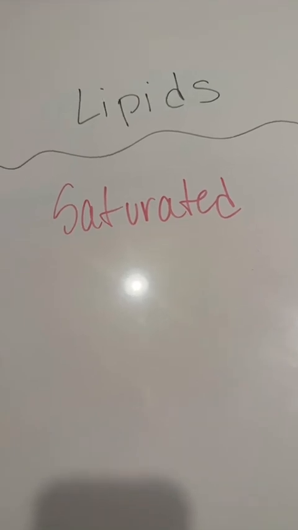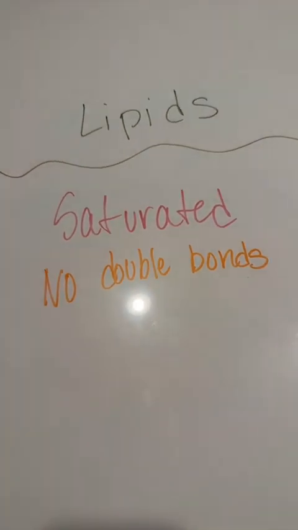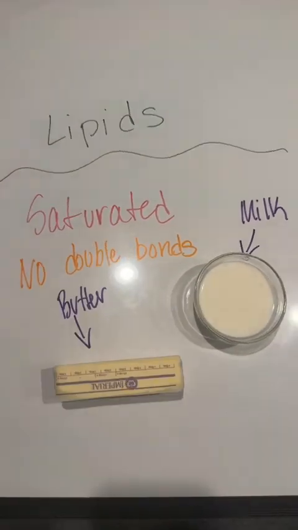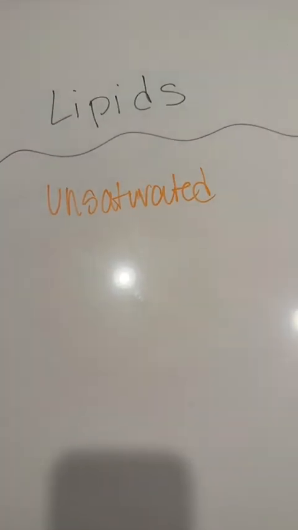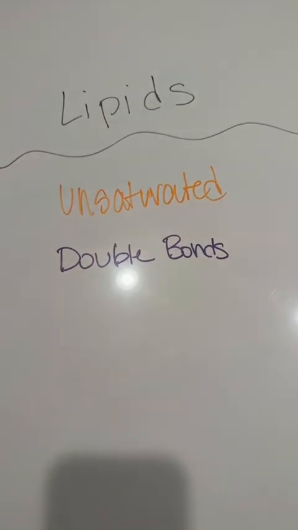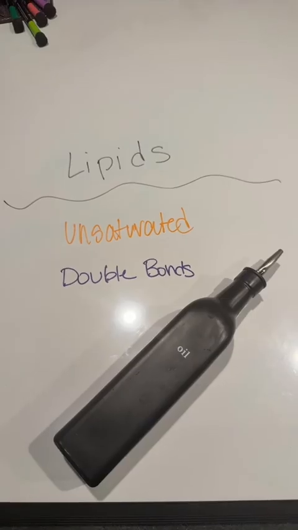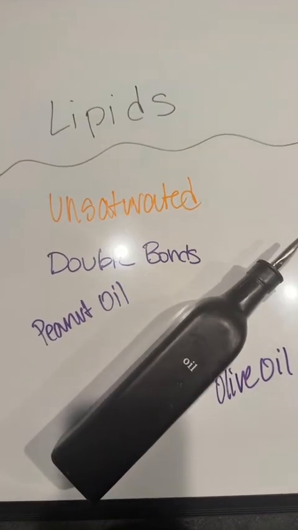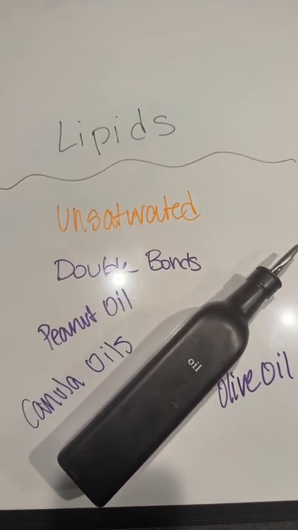Saturated lipids have no double bonds. Examples of saturated lipids are milk and butter. Unsaturated lipids, on the other hand, have double bonds. Examples of unsaturated lipids are oils such as olive oil, peanut oil, and canola oils.